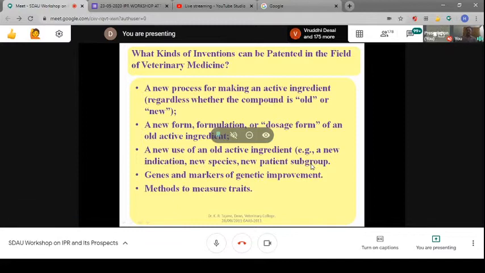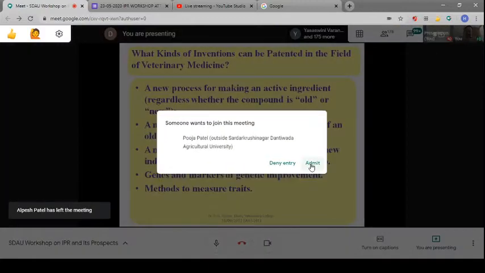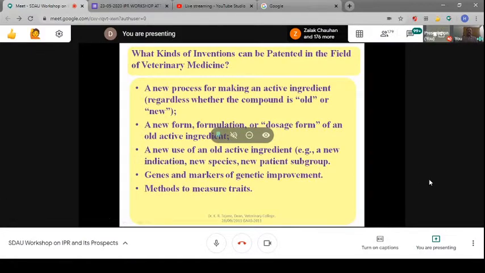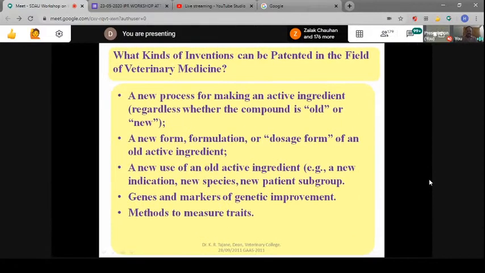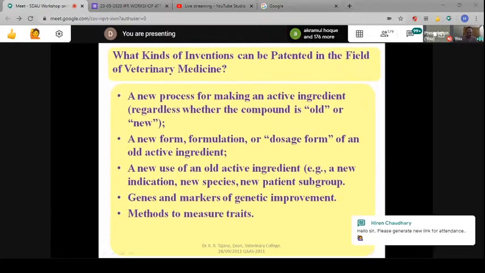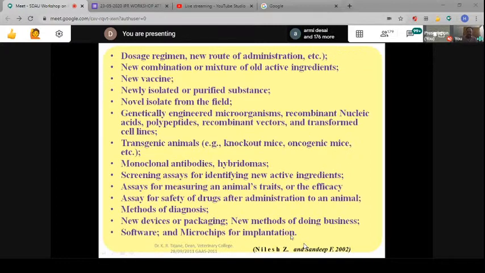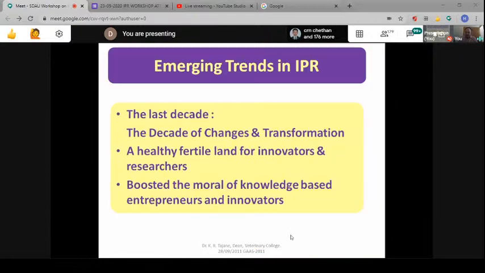Then genes and markers of genetic improvement can also be patented, both in animals as well as in crops. Then methods to measure a trait: if you have a distinct method to measure genetic traits or phenotypic traits, that can also be patented. This is the broader outlook. I am not going into the details because time is running out. These are the things which can be patented and not patented, so that you go through. I will put this presentation into our Google Classroom.